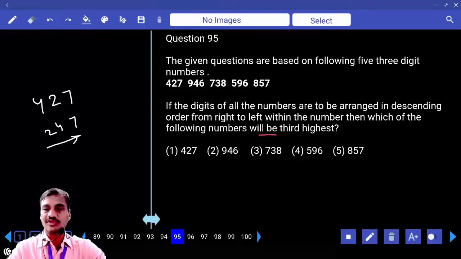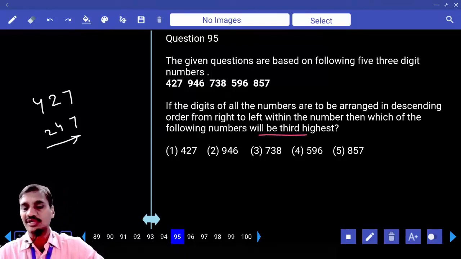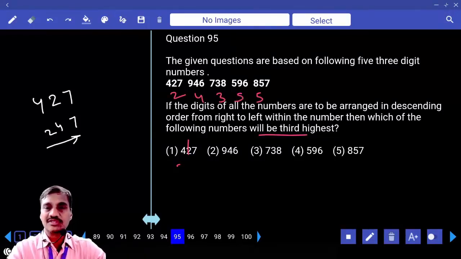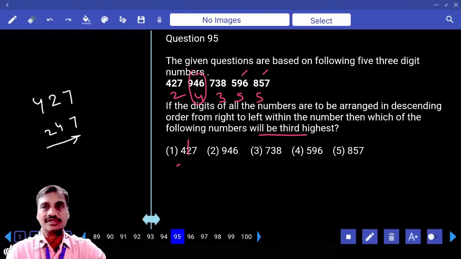Then which of the following will be third highest? Third highest means, let us discuss about the least digit here. Least digit is 2. And here the least digit is 4, this is 3, this is 5 and this is 5. Then third highest means, highest is what? 5, 5. And third one is, this is the third highest. And so what is your answer here? 946, that is choice 2.